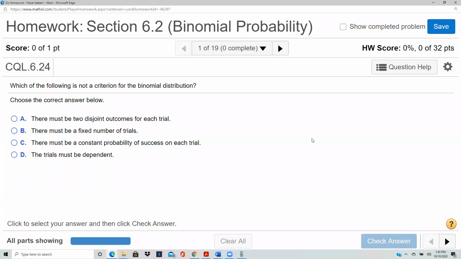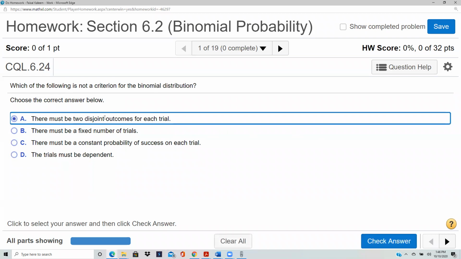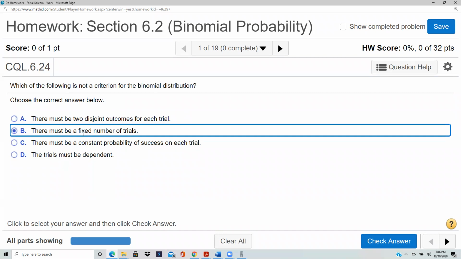Okay, this section is about binomial distribution. Binomial distribution is a probability distribution where the main thing we are looking for is that you should have two possible outcomes. So this is a condition for binomial, that there must be two disjoint outcomes of each trial. And then this is also a condition that there must be a fixed number of trials.